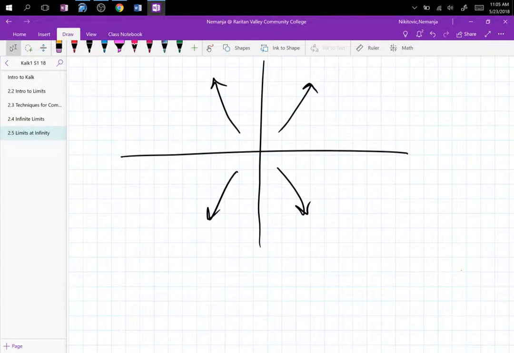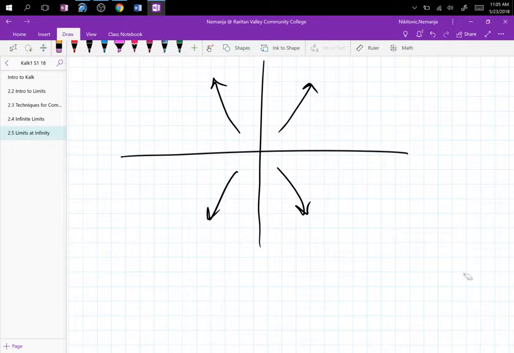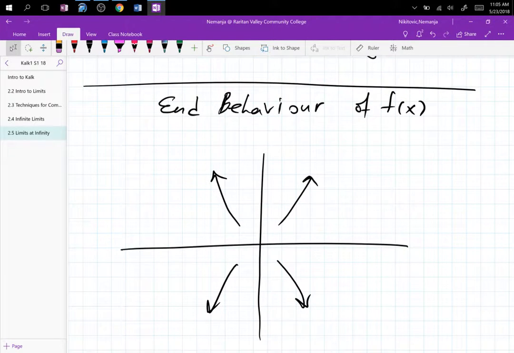Let me just draw real quick over here, the x squared function. So what do I mean by end behavior? I mean, what is the behavior of these two arrows, right? Where does this graph tend as x goes to infinity or negative infinity? So now that we understand that these are just possible endings of the function, we define each one of these.